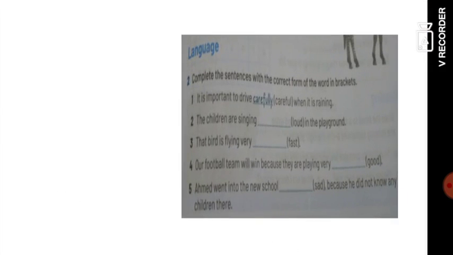Complete the sentence with the correct form of the words in the brackets. Number one, it's important to drive carefully. Number two, the children are singing loudly. Number three, that bird is flying very far.